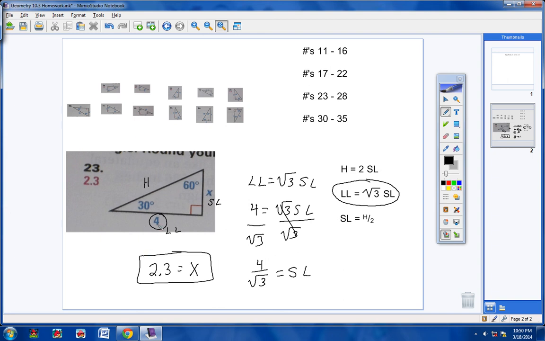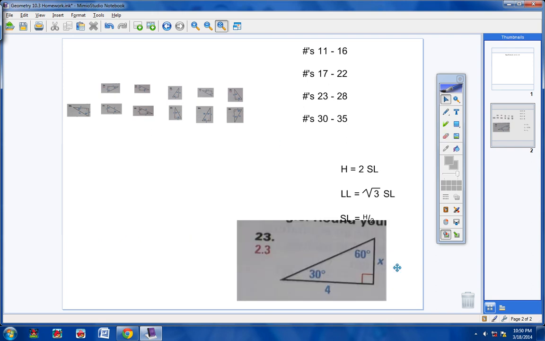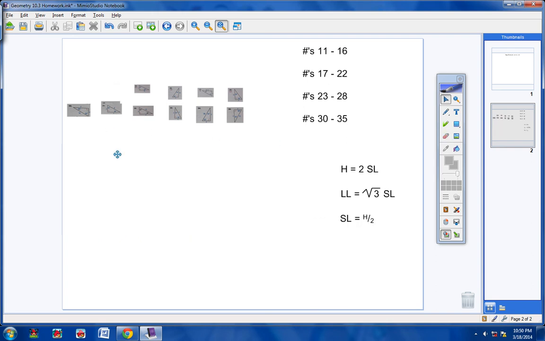Whenever you know the length of the longer leg and you're trying to find the shorter leg, use this formula right here and it will work every time. Okay? All right, let's take a look at number 24.